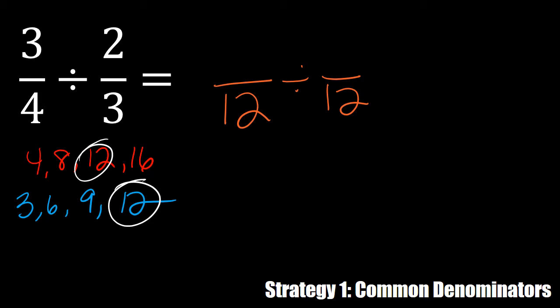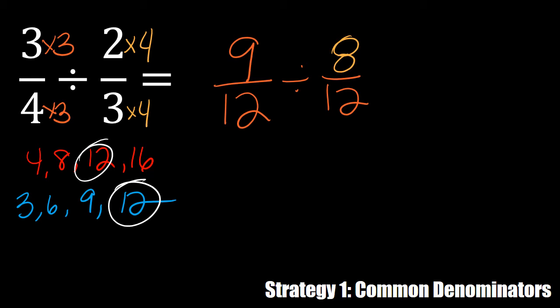And so what I'm going to do is 4 times 3 gives me 12. So 3 times 3 is going to give me 9. And let's do the same thing for the other side. So 3 times 4 gives me 12. So 2 times 4 is going to give me 8.